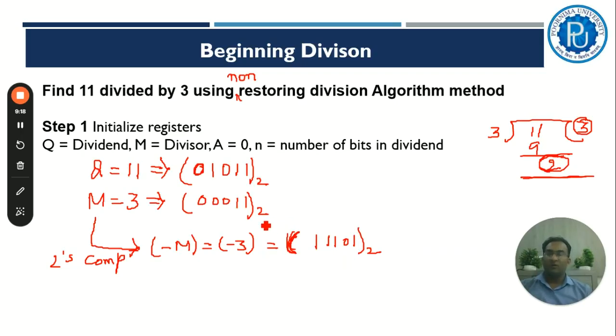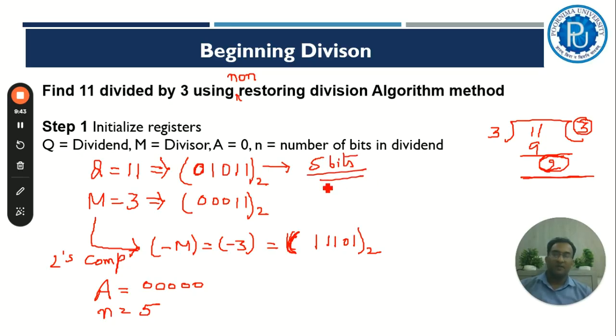So we have Q, we have M, and the accumulator. The initial value of the accumulator will be 0. The value of n is going to be 5, as the number of bits in the dividend is equal to 5 there. So in the dividend there are 5 bits. That's why the value of n is equal to 5. So these are all the initial steps that we have to initiate.